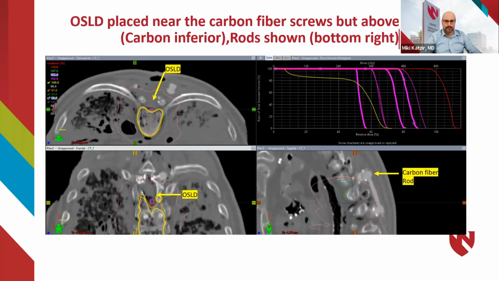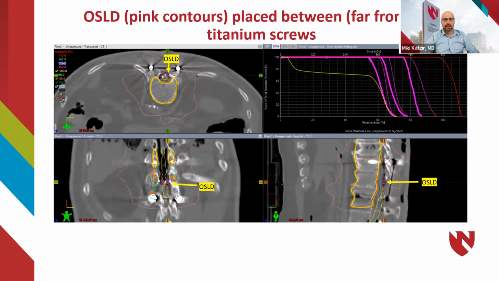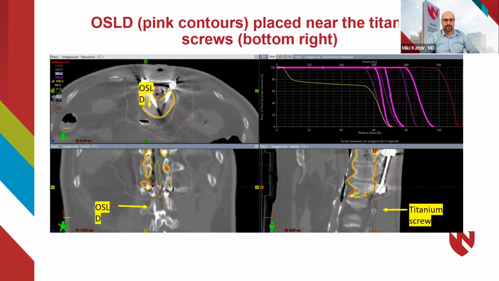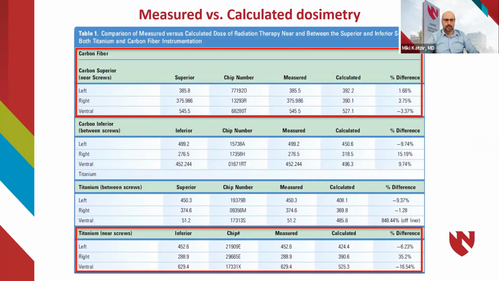And these are the rest of the histogram. This is for the chips placed next to the carbon fiber screws, but above the rod, and more histograms. We'll skip those. We'll cut to the chase.